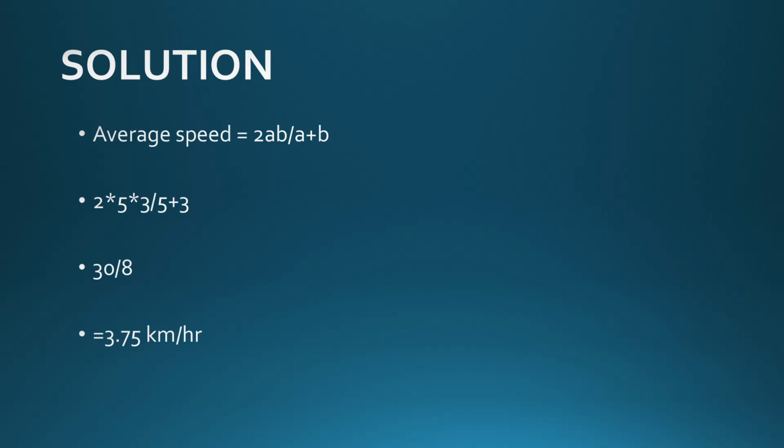So average speed formula we can apply 2AB upon A plus B. Here A is 5 km per hour, B is 3 km per hour. So average speed equal to 2 into 5 into 3 divided by 5 plus 3 equal to 30 by 8 equal to 3.75 km per hour.